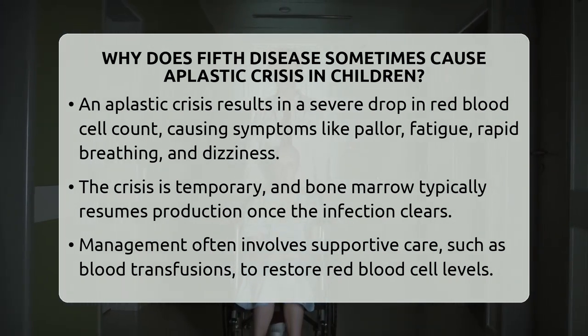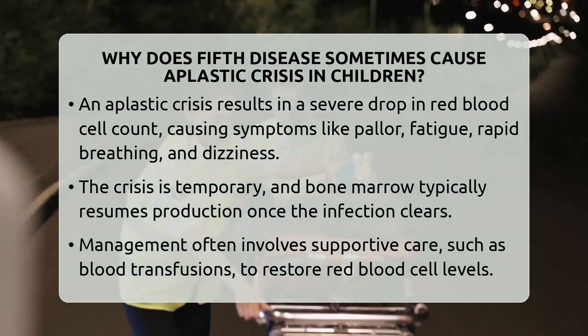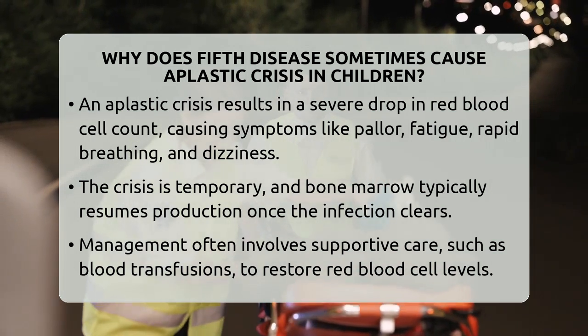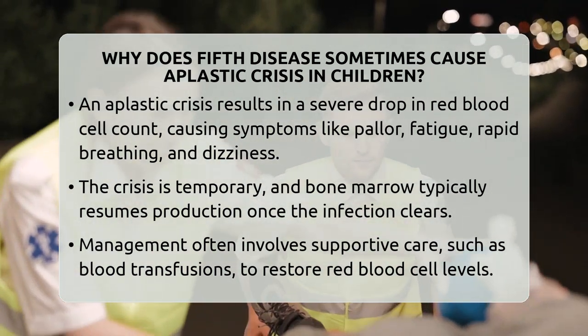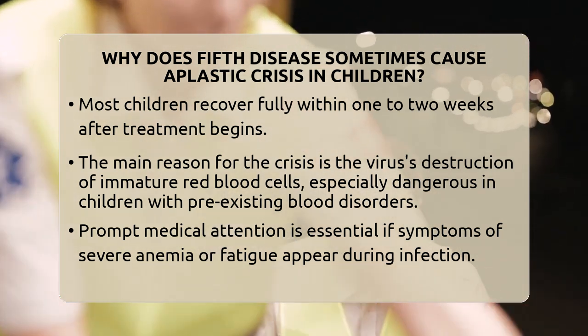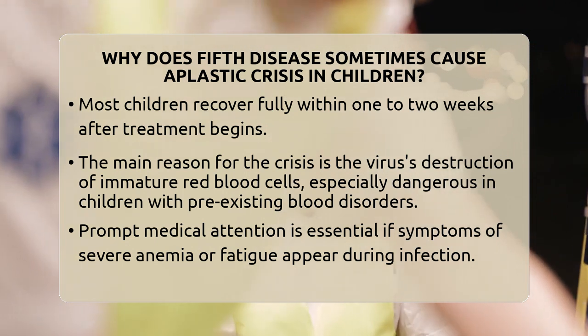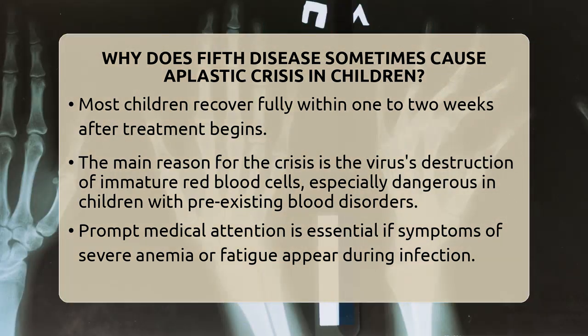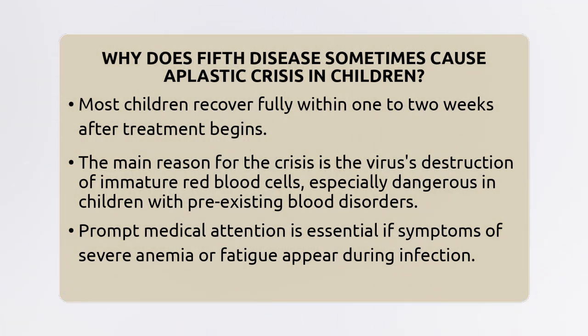Most of the time, managing an aplastic crisis involves supportive care, like blood transfusions, to help restore red blood cell levels. The good news is that most children recover fully within a week or two after treatment starts. So, in essence, fifth disease causes aplastic crisis because the virus temporarily halts the production of red blood cells by destroying the immature cells in the bone marrow.